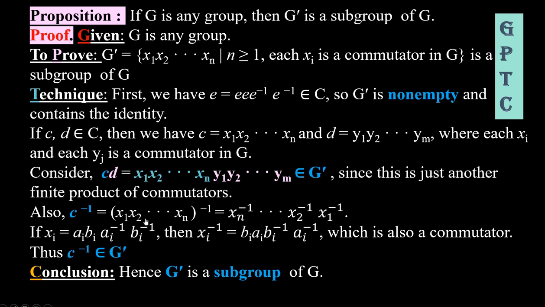Now you consider C inverse. So C is this, so its inverse is given by this. We know that A dot B, the whole inverse is B inverse, A inverse. So the inverse is written in the reverse order, and each xi is a commutator. So xi inverse, when we consider, this is what we have. So that is also a commutator. So what will happen because of this? Your C inverse is a finite product of commutators and therefore should belong to G prime. So both CD and C inverse are present in G prime, therefore G prime is a subgroup of G.